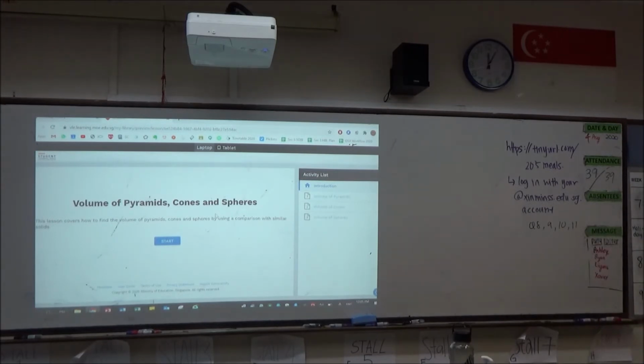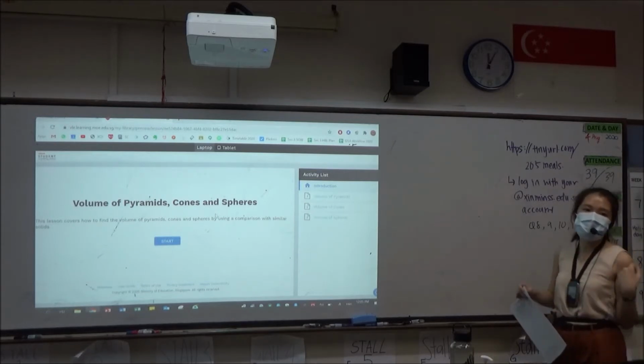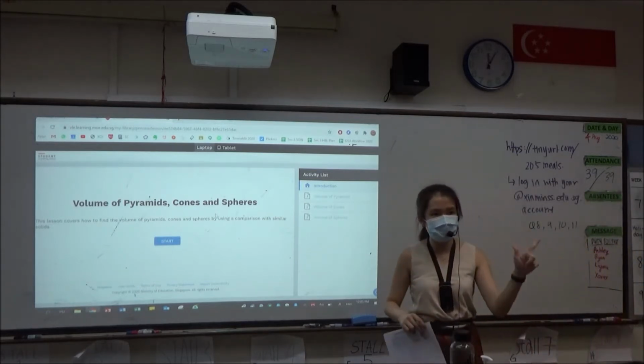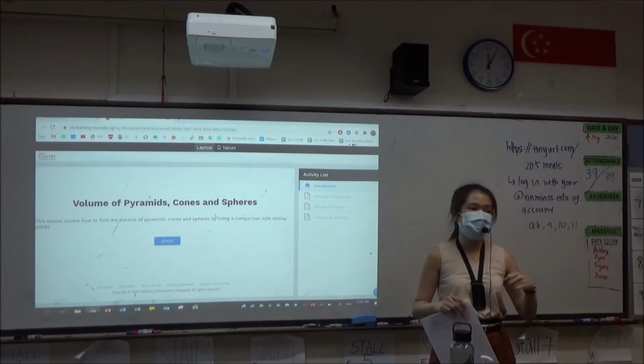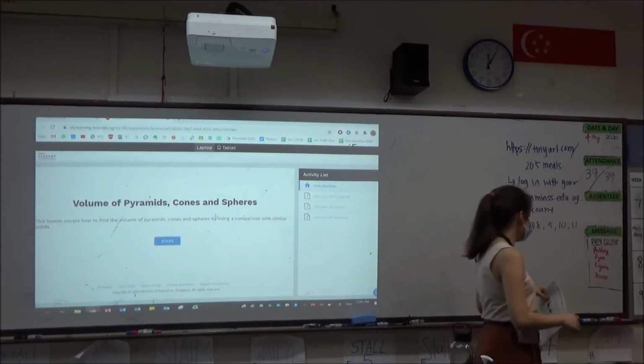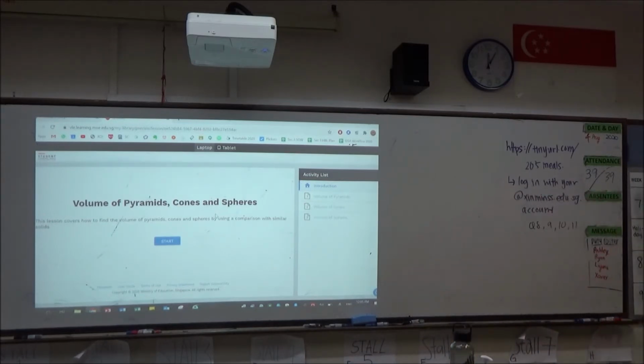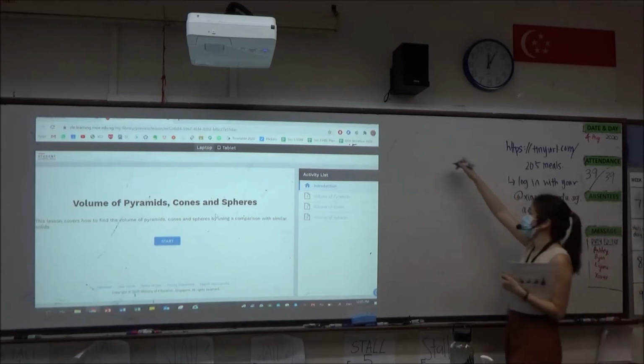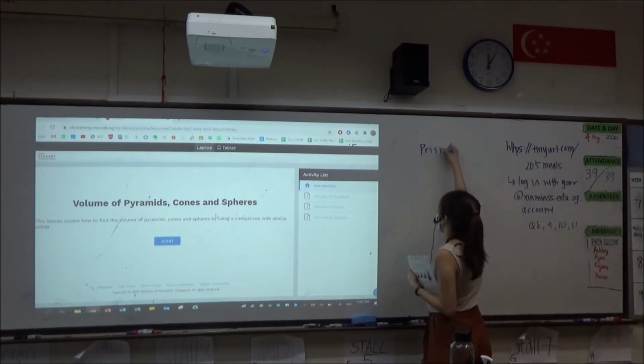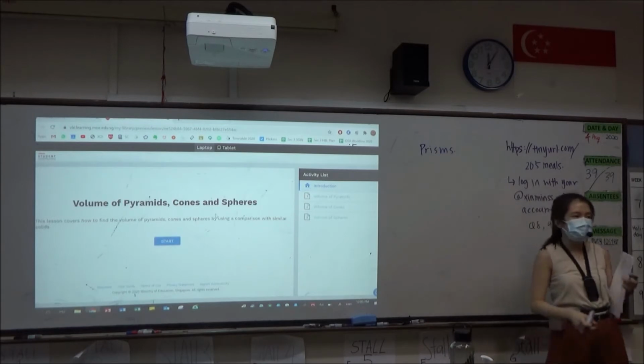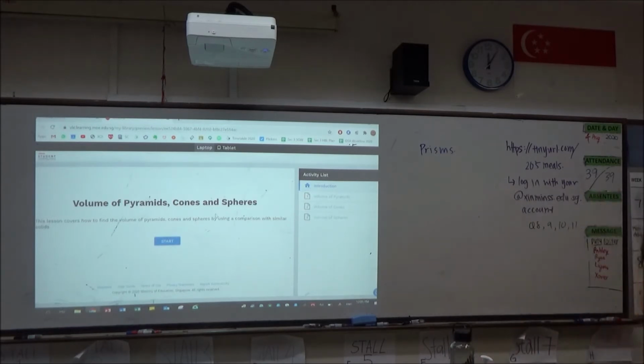Okay. So we're going to be looking at this chapter, and we will study the volume and surface area of these three main figures here. Last year we studied cubes, cuboids, cylinders. Anything that is a prism. Prisms are things that are actually of the same shape throughout the whole 3D figure.